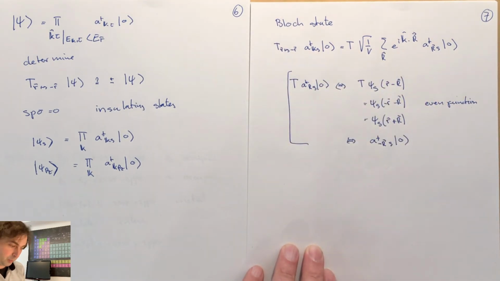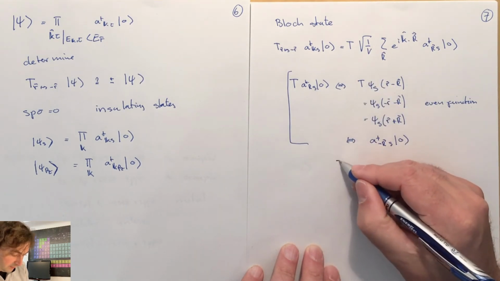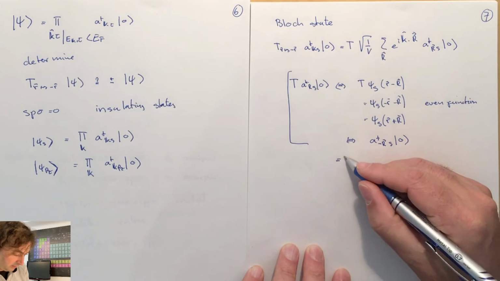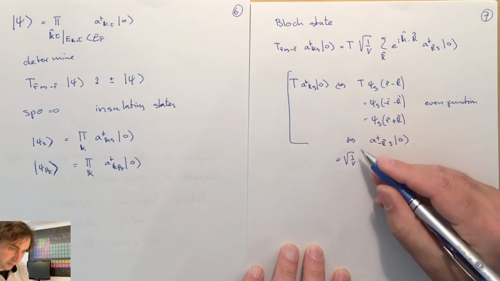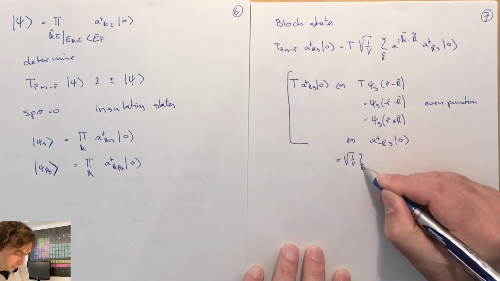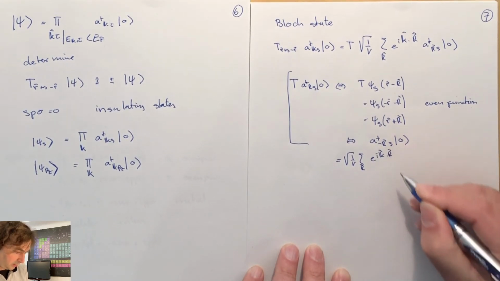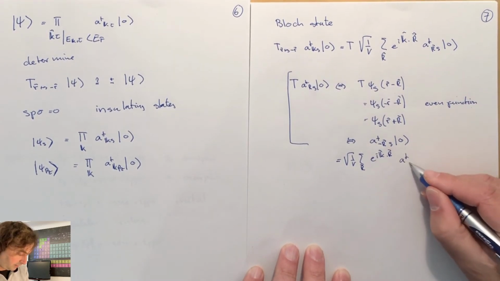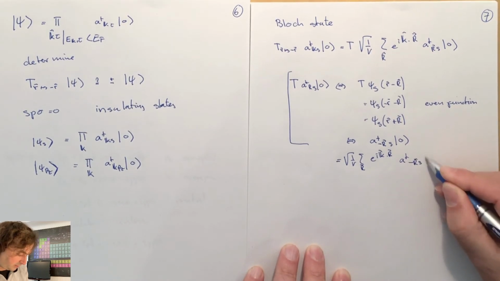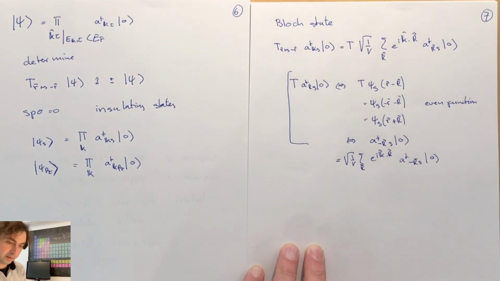So with this small intermezzo, we can go back to our original state, and our original state then is square root of 1 over V, sum over all lattice sites, e to the i k·R, a†_{-R,s} acting on the vacuum.